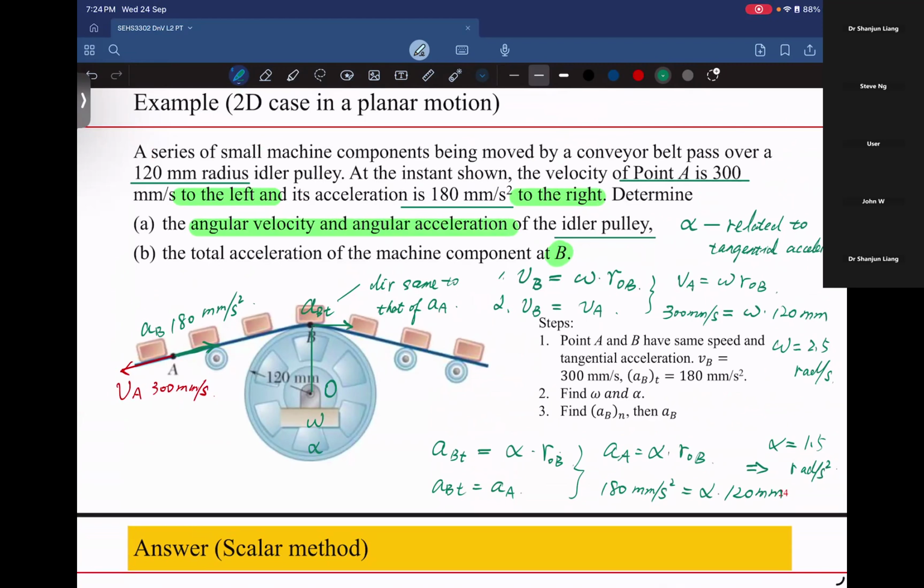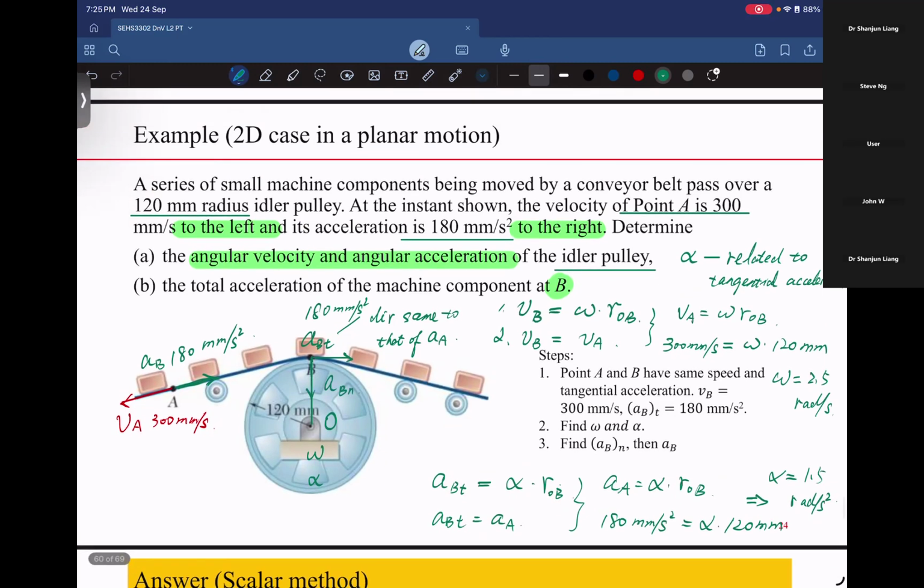And the next one is the total acceleration of point B. How to find it? Total acceleration has two parts. One is ABT, which we already have, 180 millimeter per second square, and this is tangential. The other is the normal, which is from point B pointing to the center. Normal is ABN.